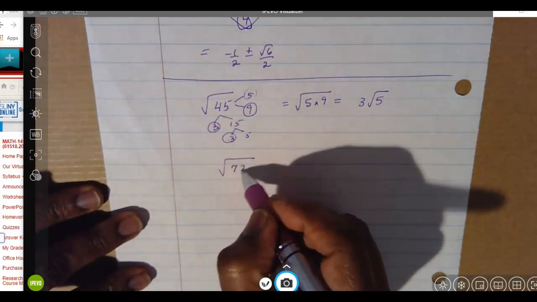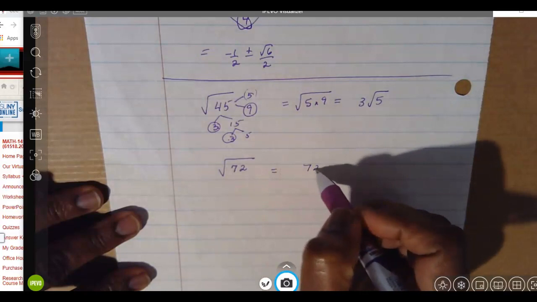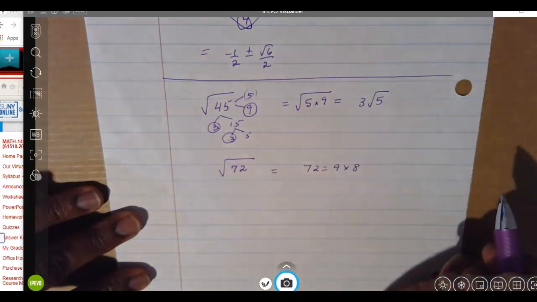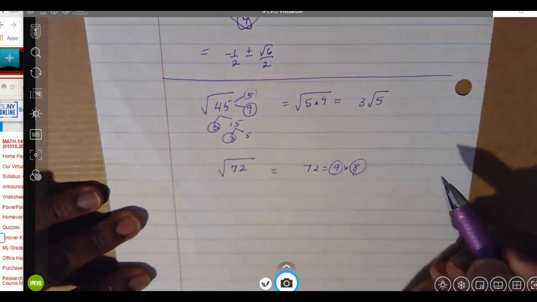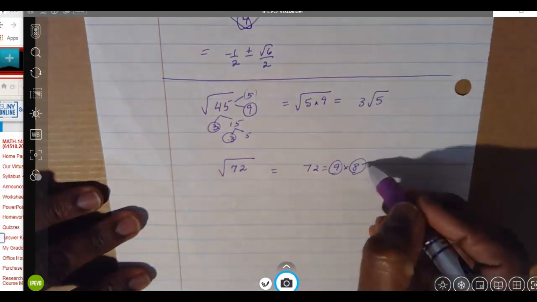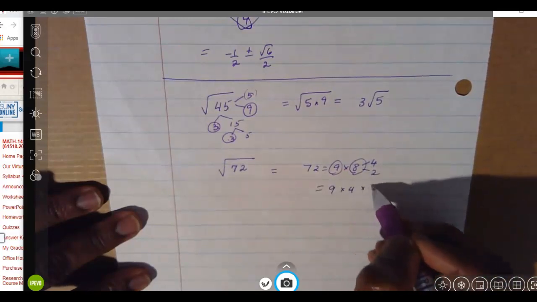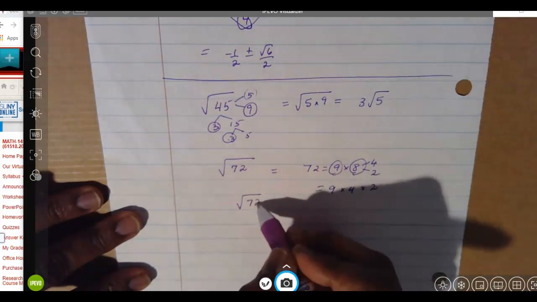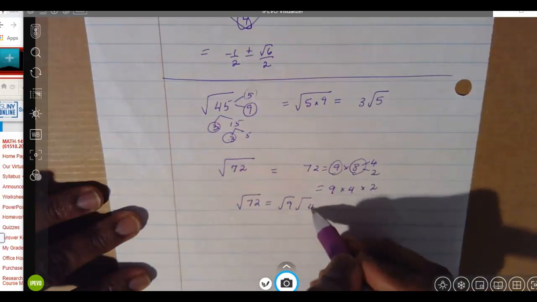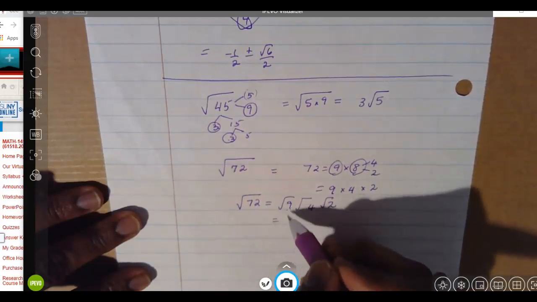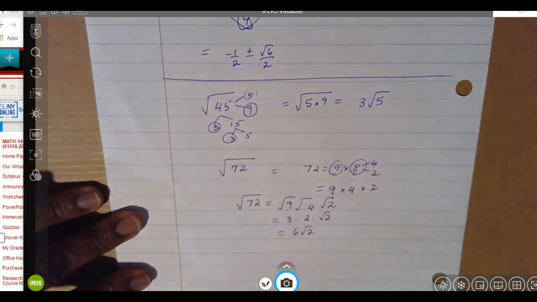How about the square root of 72? The first thing that might occur to you here is that 72 is 9 times 8. And that's correct, and 9 is a perfect square. But 8 has a perfect square buried in it as a factor, which is 4 times 2. So you can break it down as 9 times 4 times 2. So the square root of 72 is the square root of 9 times the square root of 4 times the square root of 2. This is 3, this is 2, so this is 6 root 2.